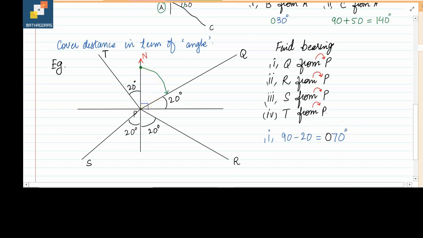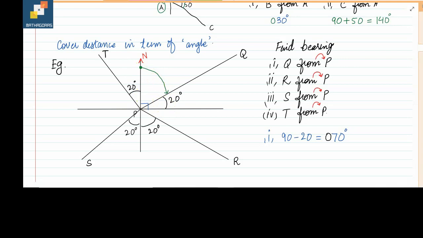We were looking for an angle. From where to where? From the north of P till the line Q. This angle is what we are looking for. We know that if we travel from north till east, we covered an angle of 90. So this angle 20 is given. If we subtract this angle from 90, we can get this angle, right?